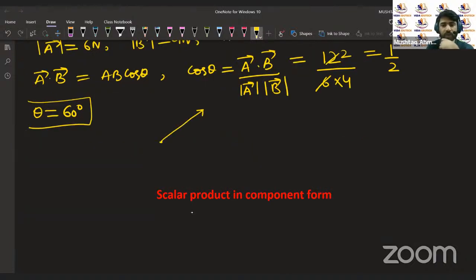Suppose that this is a 6 Newton vector and this is a 4 Newton vector, right? The angle between these two vectors will be 60 degrees. So this is the important application of dot product. It's used to find the direction or the angle between the two vectors with respect to each other.